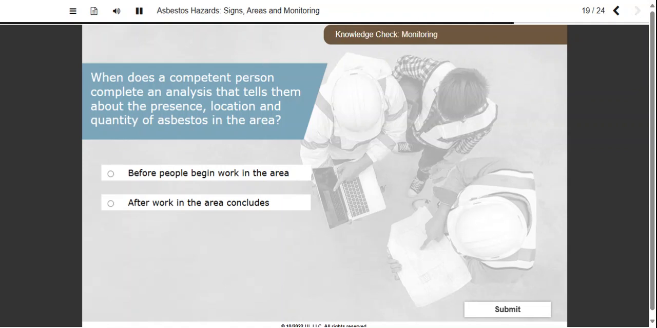When does a competent person complete an analysis that tells them about the presence, location, and quantity of asbestos in the area?